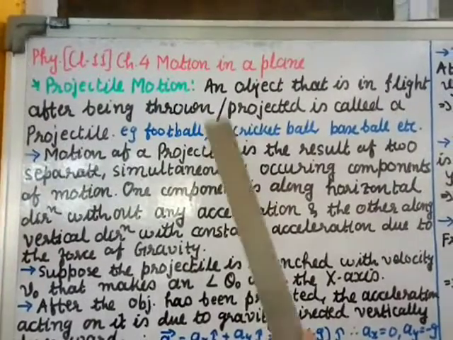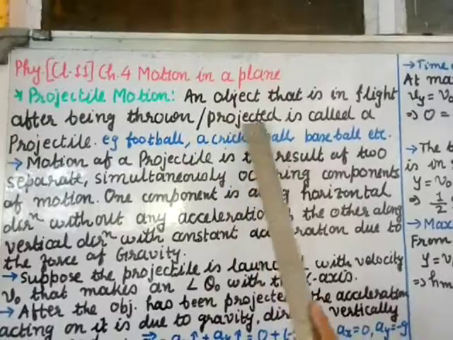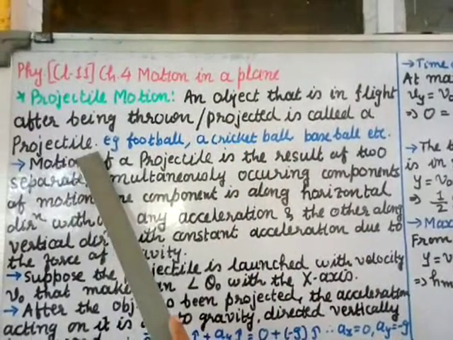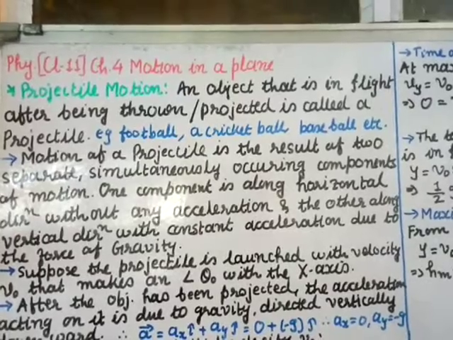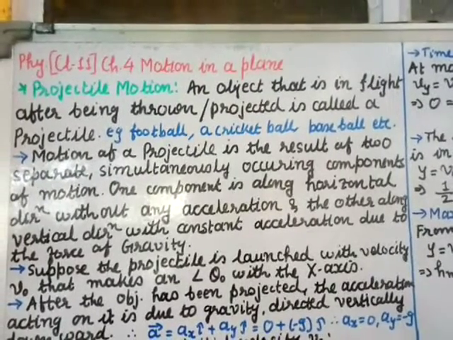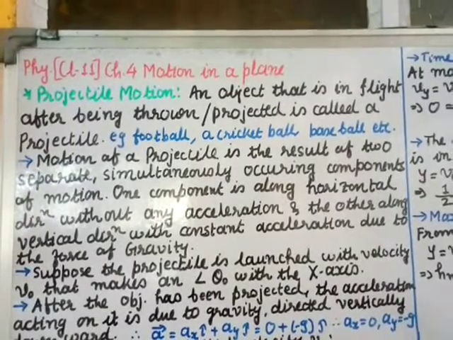Projectile motion. An object that is in flight after being thrown or projected is called a projectile. So if you are throwing an object, and it remains in the air before it touches the ground, then you call it a projectile. For example, football, cricket ball, baseball, etc.